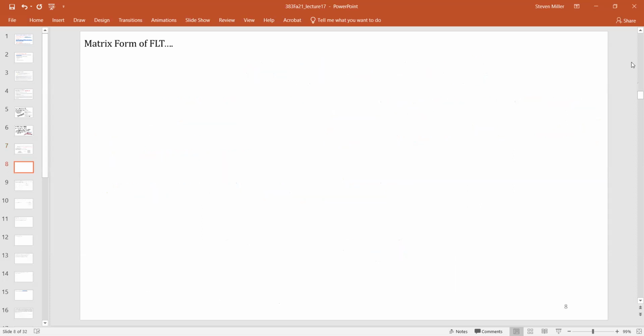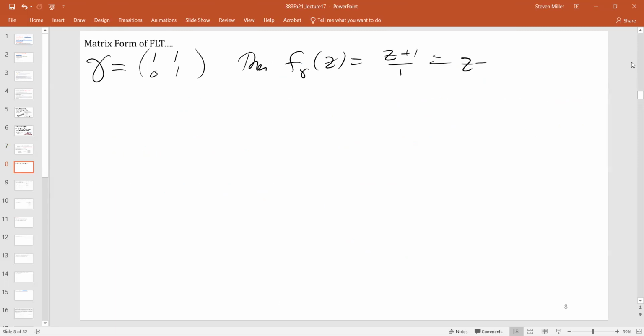All right. Matrix form of the FLT. So we've already really talked about this. I'll just choose some very special ones that I want to do. Let's say we take gamma to be 1, 1, 0, 1. Then what is f of gamma of z? That's going to be z plus 1 over 1, or just z plus 1. So this is translation.